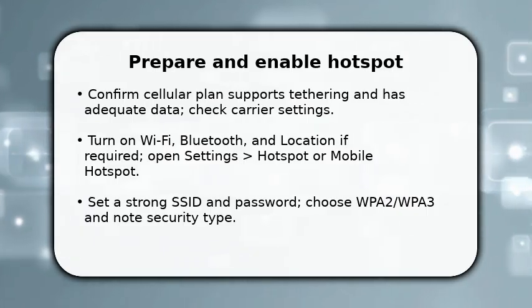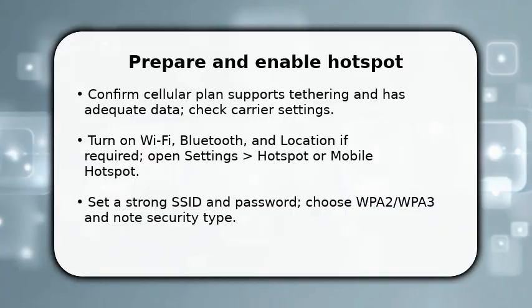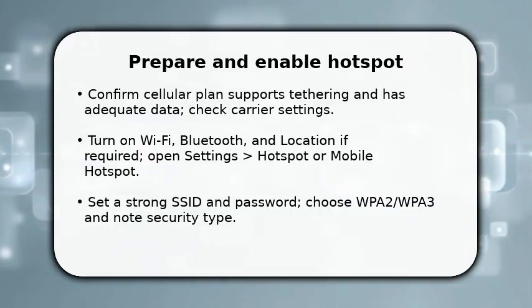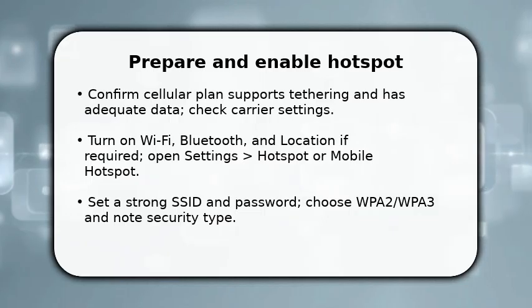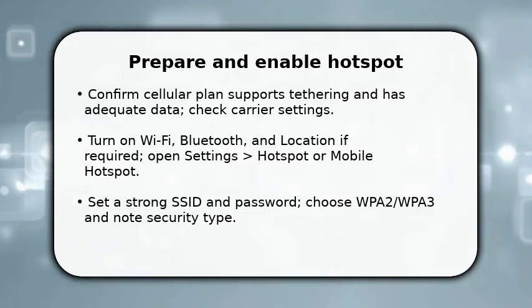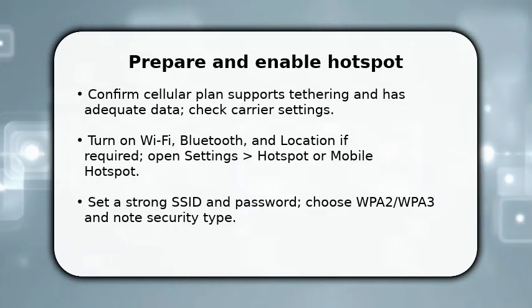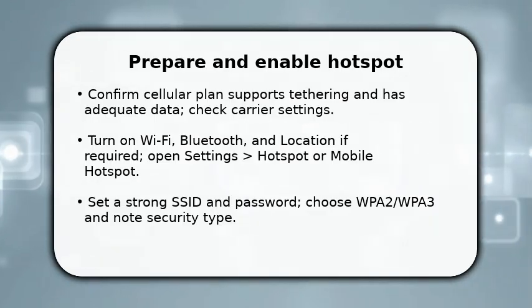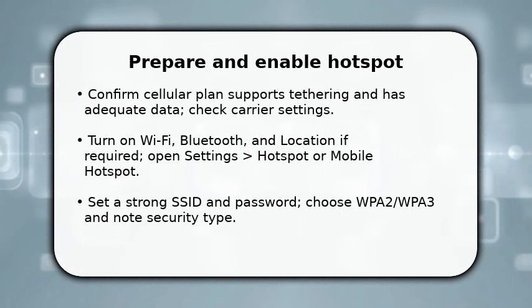Set a clear SSID and a strong password so others can't leech your connection. Also enable Wi-Fi and Bluetooth if your phone uses them for device discovery. These steps get the hotspot broadcasting. Next, you'll connect clients and adjust performance settings to control data use.